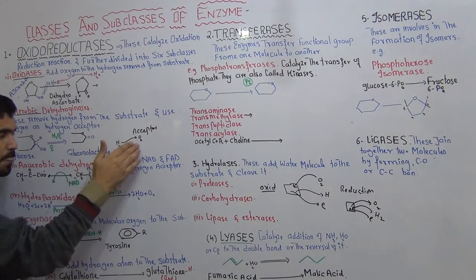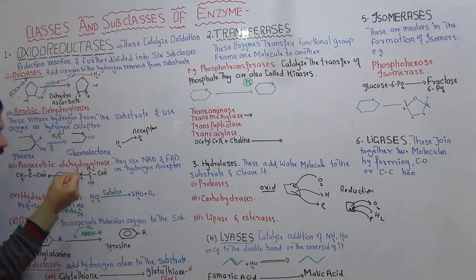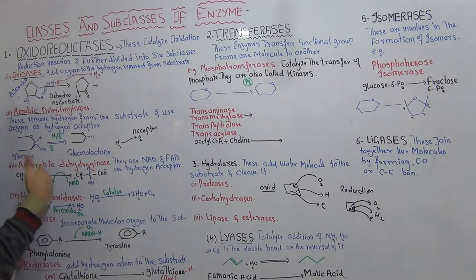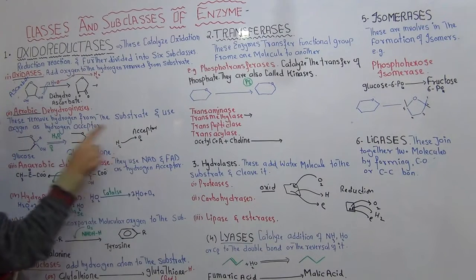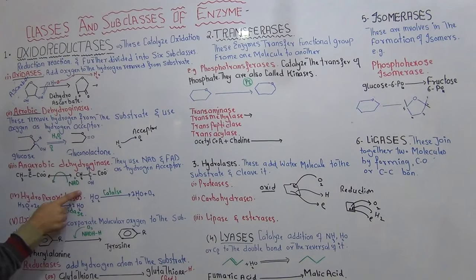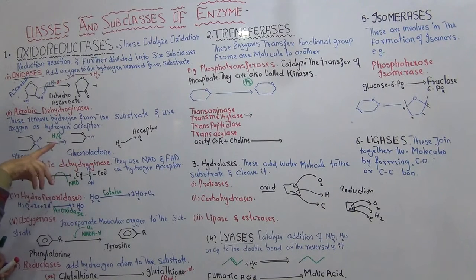So oxygen will get the hydrogen, and once again oxidation took place. Fine. The acceptor is most important here, because the next subclass, which is called anaerobic dehydrogenase, is also a dehydrogenase, and this one is also a dehydrogenase. What will be the difference between these two?